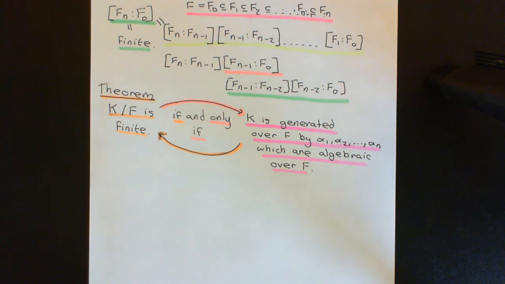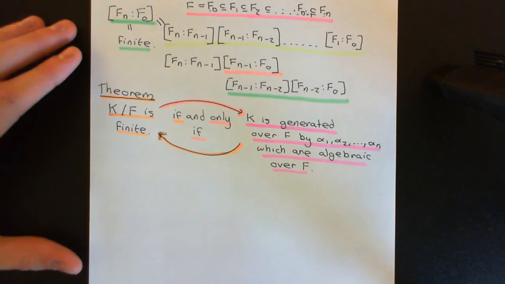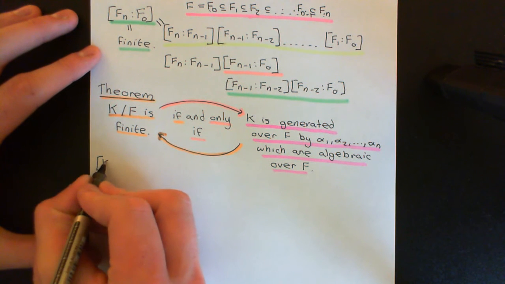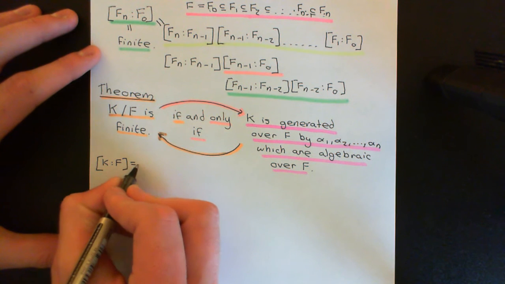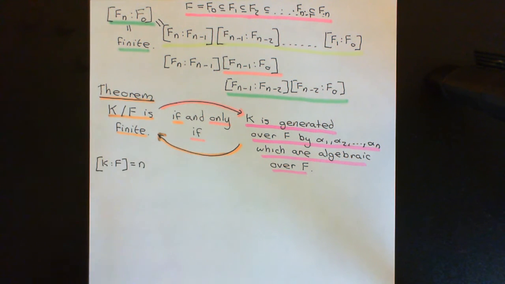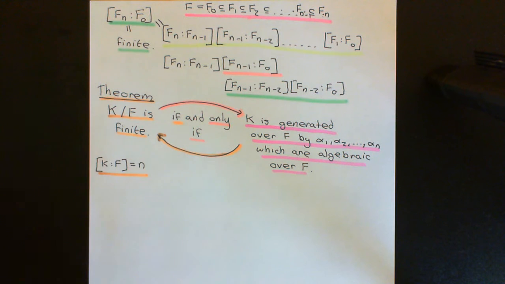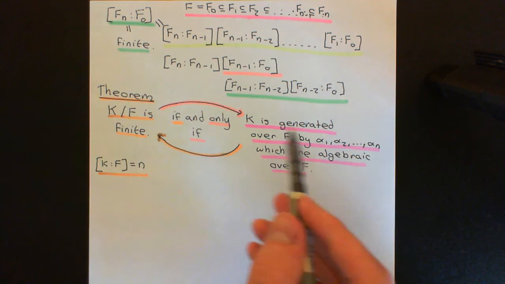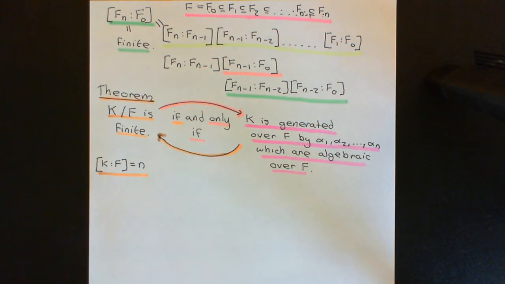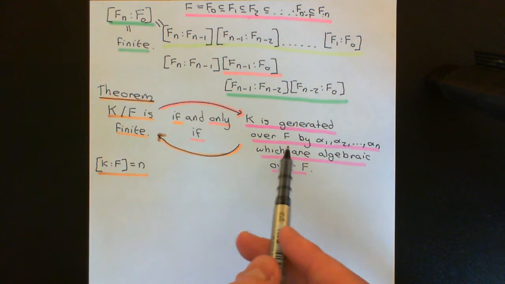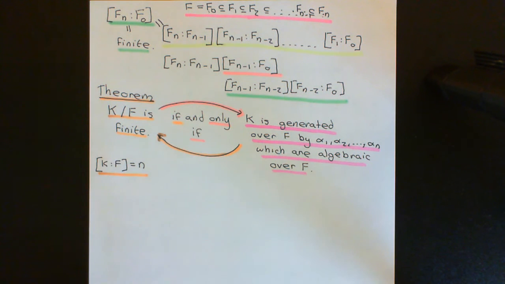So what I want to do then is start off with the assumption that K over F is finite, and then arrive at the fact that K is generated over F by a finite number of elements which are algebraic over F. Now this is extremely easy. What we know is that the degree of K over F is equal to some finite number, n. That's where we're starting off. We're starting off with the assumption that K is a finite field extension of F. Now what I want to do is find you some elements that are algebraic over F, which will generate K if we use them as generators for a field extension of F.